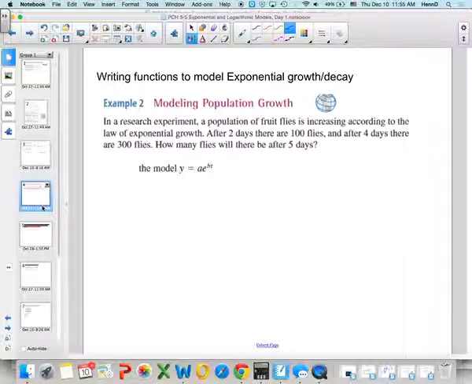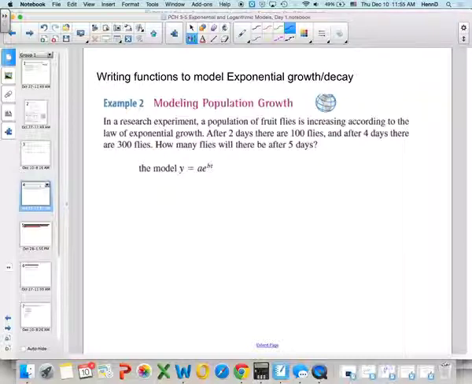But here we have this model, y equals a e to the bt power. It's exponential growth. We've got to figure out what a is and what b is. A is our starting amount, remember? Well, you can't start with 0 flies and end up with 100, right? So we don't know how many we started with. We also don't know what the rate of growth is.